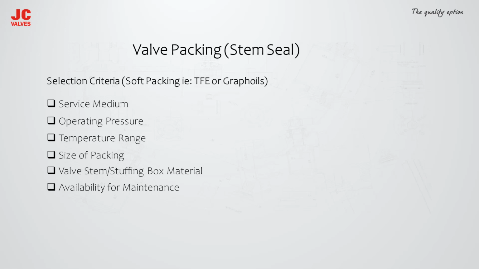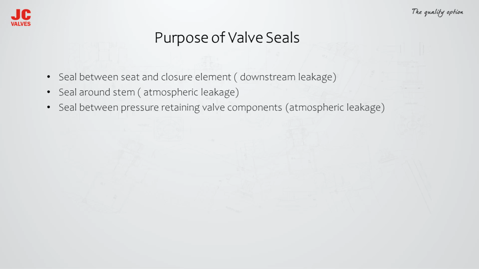Valve packing, stem seal. Selection criteria of the valve packing is based on service medium, operating pressure, temperature range, size of packing, valve stem and stuffing box material, and availability for maintenance. The purposes of valve seals: seal between seat and closure element to prevent downstream leakage, seal around stem to prevent atmospheric leakage, and seal between pressure-retaining valve components to prevent atmospheric leakage.